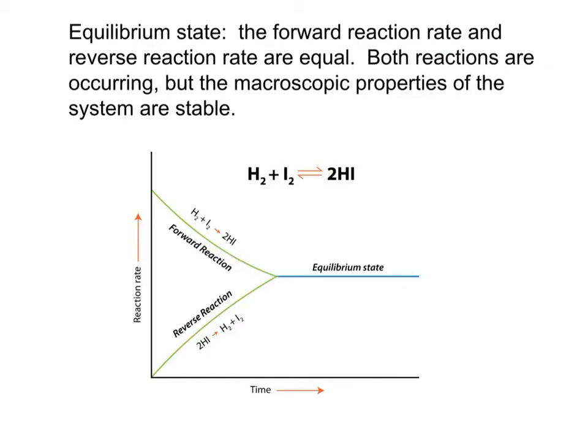Meanwhile, as hydrogen iodide begins to accumulate, the backwards reaction, the decomposition of hydrogen iodide, begins to occur at a faster and faster rate. And eventually you get to the equilibrium state, which is of course where our reaction rate for both of those processes is the same. So that's what an equilibrium reaction would look like if we graph time against reaction rate.